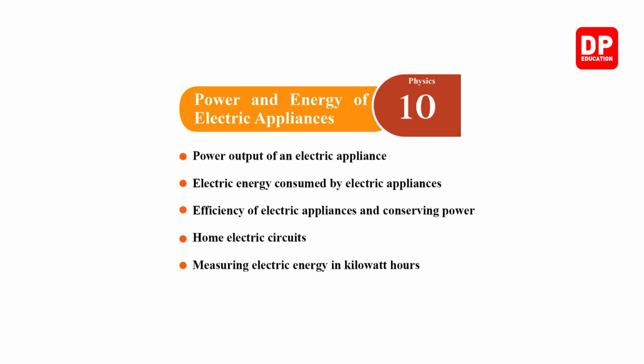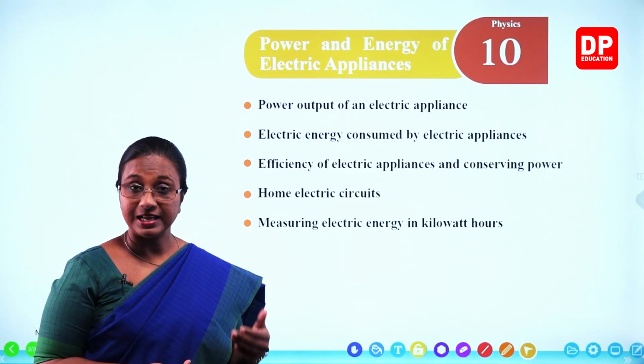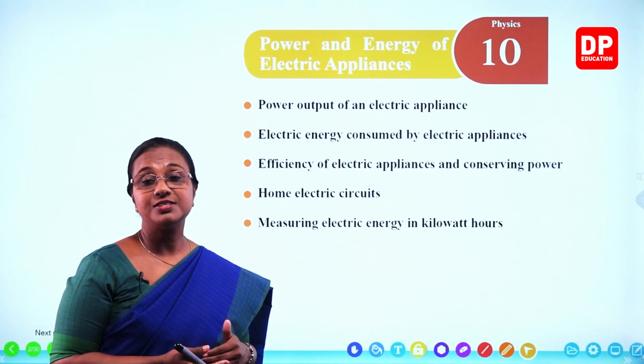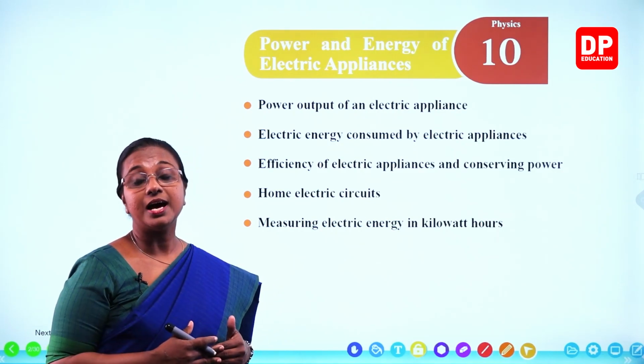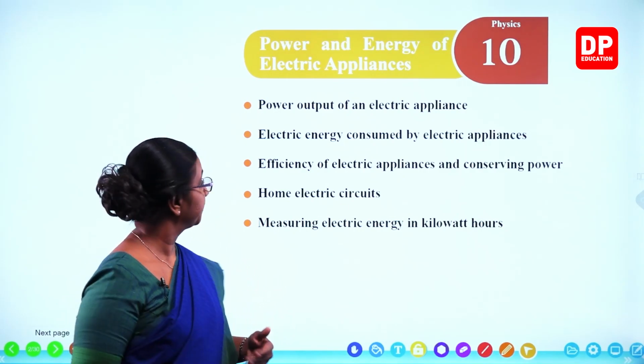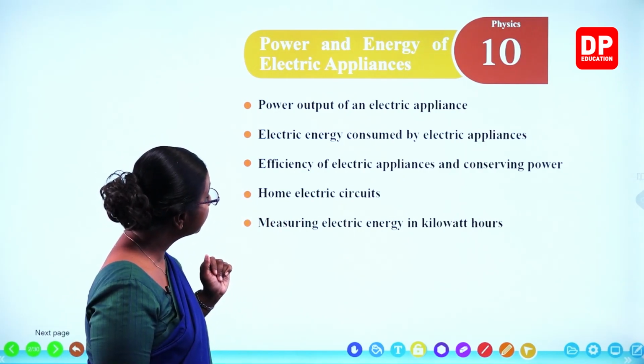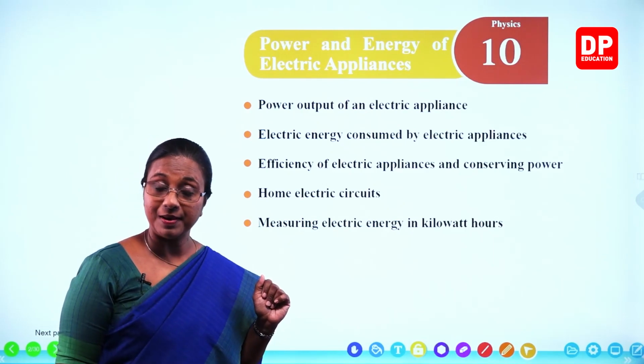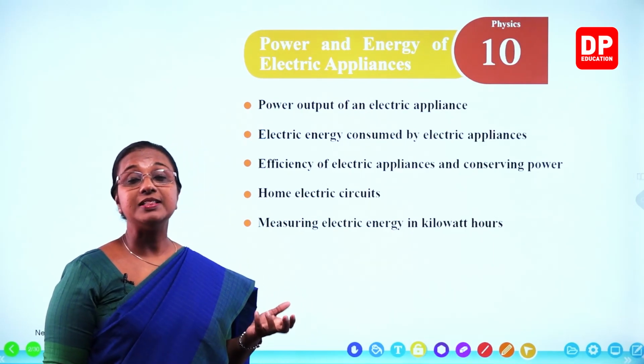Power and energy of electric appliances. So, power output of an electric appliance. Like I said, they use electricity and they give out a type of energy. So, that means they have a power output. Then, electric energy consumed by electric appliances. Again, you are familiar with that concept.